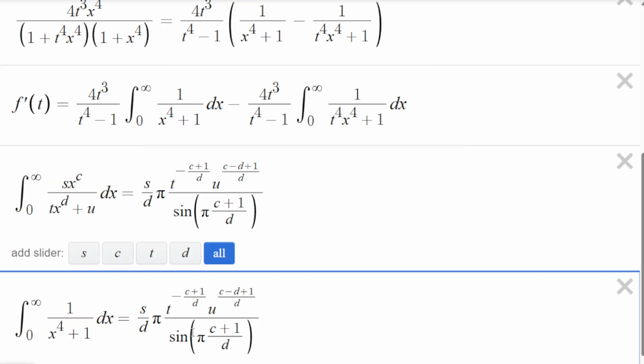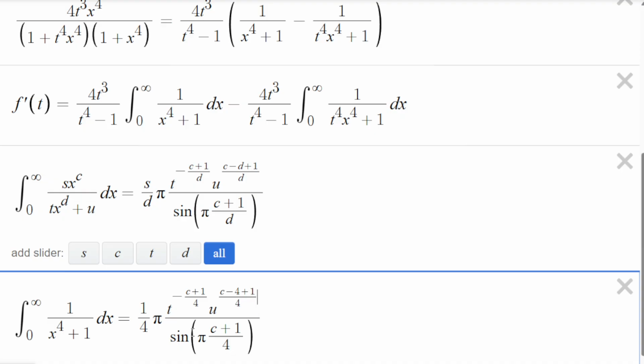Okay, so what is our d? Well, d corresponds to the power on x in the denominator. So that's going to be a 4. So we're going to replace all of our d's with 4s. Now, what is our s? Well, that corresponds to the constant in front of our x term on top. We have no x term on top, but we kind of do. We have an x to the 0 on top. So our s is going to be 1. So let's find all the s's and put that. That's all there is for s.